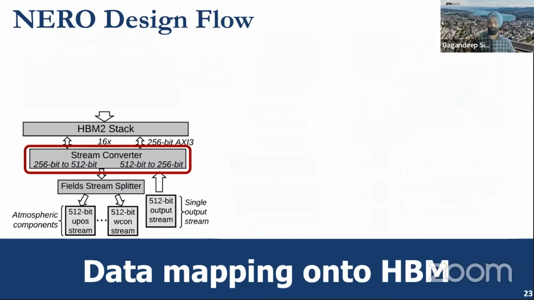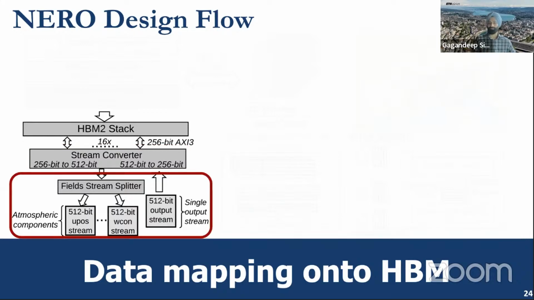And then in our design, we have the stream converter logic, because in the HBM each channel is 256 bits wide, and our external interface to the host system was 512 bits. So we tried to match this by having a stream converter logic so that we operate on a bigger amount of data. And then we have the stream splitter logic, because these weather kernels need a couple of variables, like atmospheric components such as wind, pressure, velocity, etc.